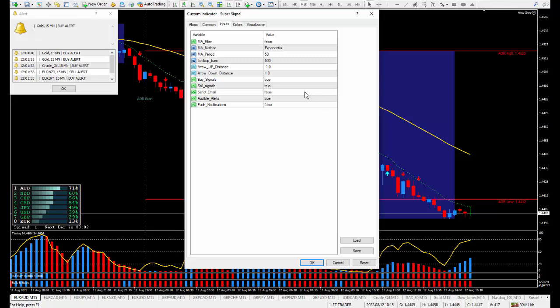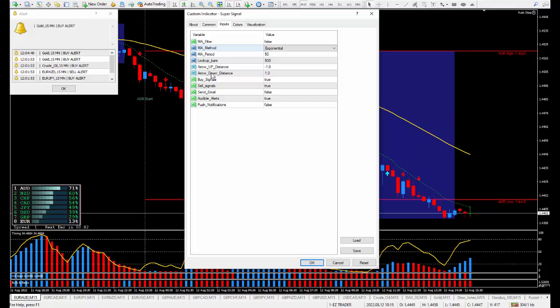Now the super signal, as I mentioned before, I leave this filter on false as I want to see all the up and down arrows. If you put it on true, of course, it'll only show buy arrows above the 50 and sell arrows or red arrows below the 50 EMA. And you can make this whatever type of moving average you so desire. Any changes you make in here, remember to save the template.